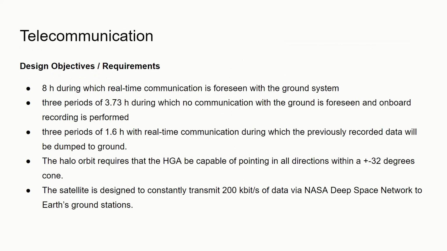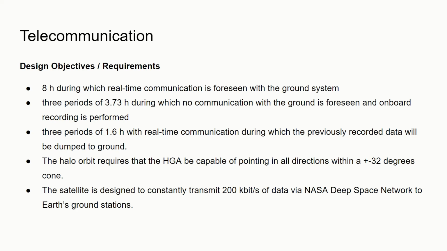Okay, so for the telecommunication section, we have a design objective of 8 hours during which real-time communication is foreseen with the ground system, 3 periods of 3.73 hours during which no communication with the ground is foreseen and onboard recording is performed, and 3 periods of 1.6 hours with real-time communication, during which the previously recorded data will be dumped to the ground. The halo orbit requires that the high-gain antenna be capable of pointing in all directions within a plus-minus 32 degrees cone. And the satellite is designed to constantly transmit 200 kilobits of data via the NASA Deep Space Network to Earth's ground station.